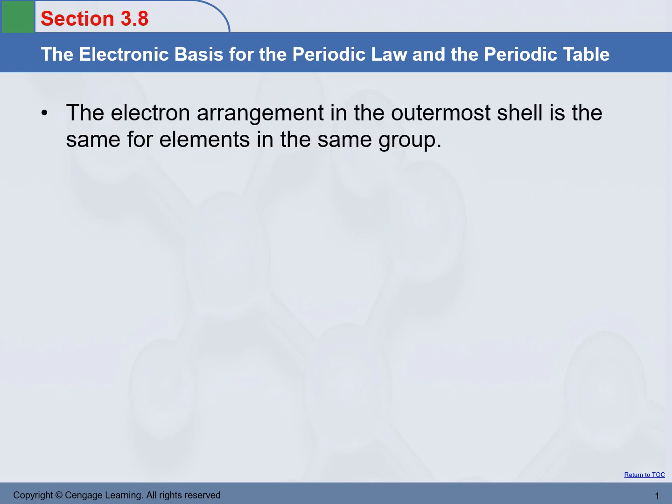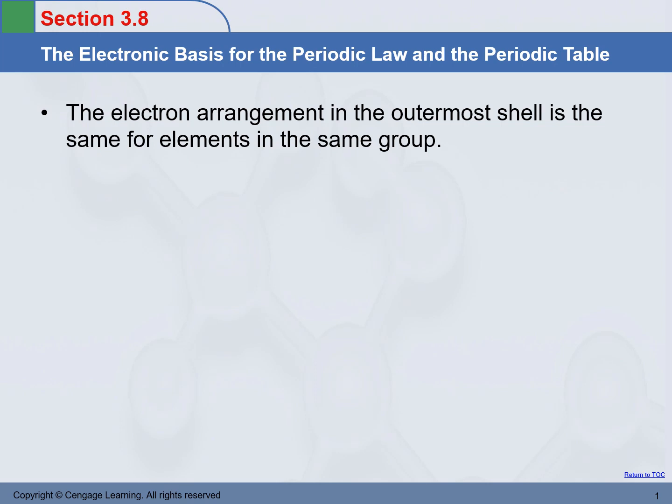The electron arrangement in the outermost shell is the same for all the elements in the same column. Remember, we have concluded that the electrons in the outermost shell are troublemakers. They are the farthest away from the nucleus. They have the most freedom. They make the most trouble. They decide the chemical behavior of the element.